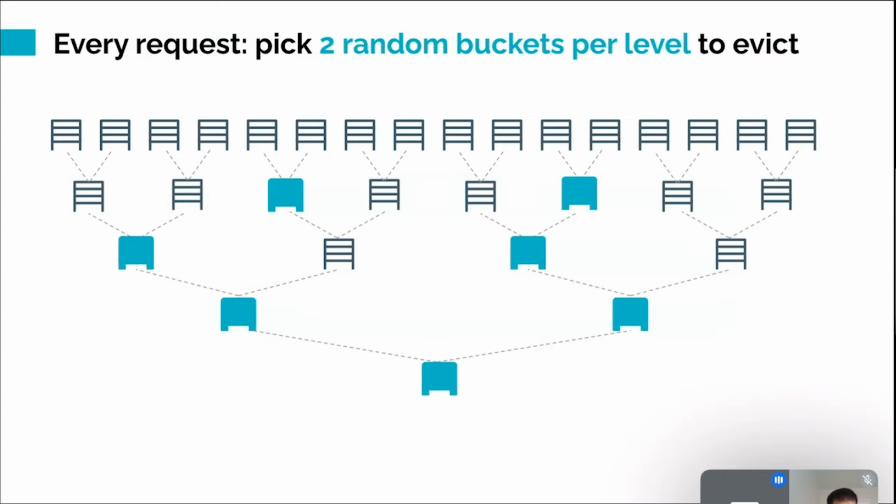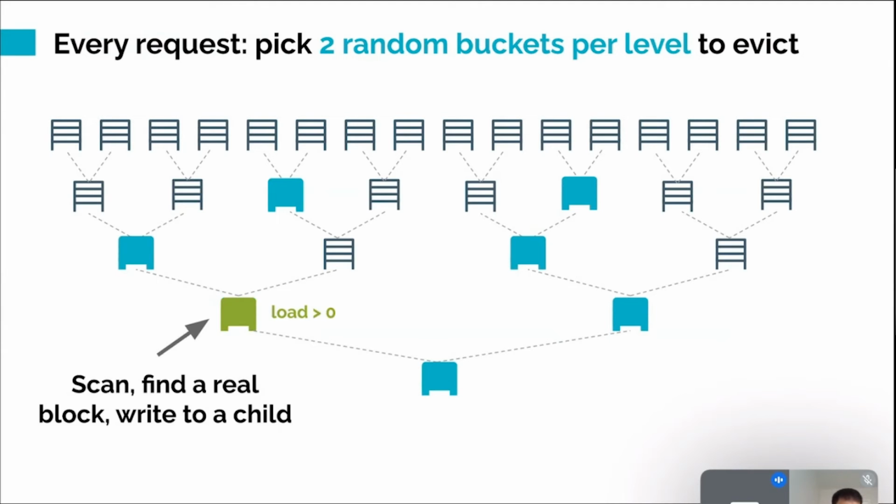This was actually the scheme in the original binary tree ORAM paper that proposed this entire new framework for constructing ORAM. The idea is every time we make a request, we will pick 2 random buckets at every level for eviction. Let me tell you what this means. Suppose in this level, we pick 2 random buckets, and suppose this green bucket is one of the buckets we happen to choose. Now we want to evict a block from this green bucket.